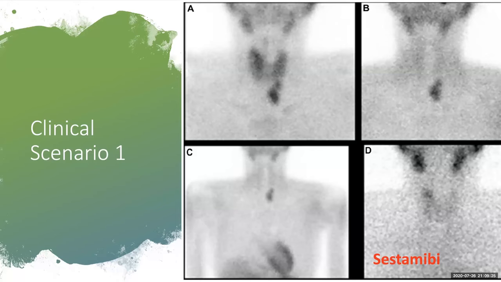There is a normal uptake in the thyroid scan, and then on image C there is a left inferior parathyroid uptake that might go with a parathyroid adenoma. Okay. So what do you want to do next?